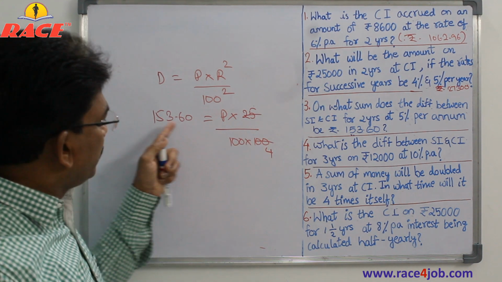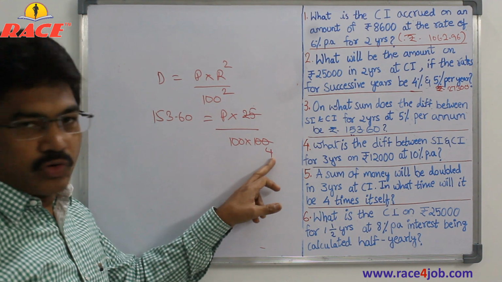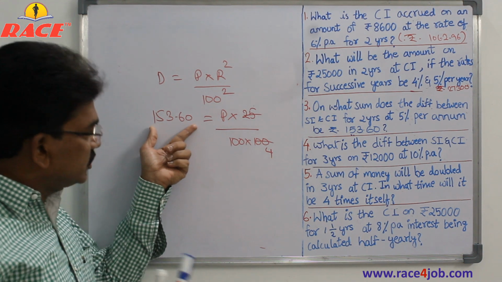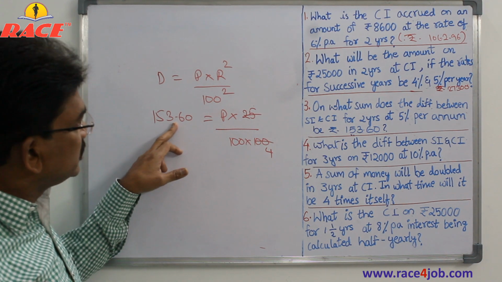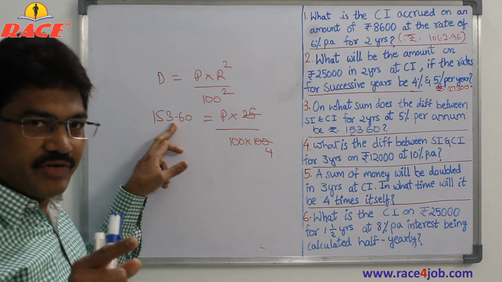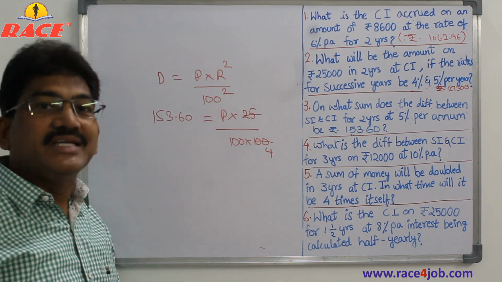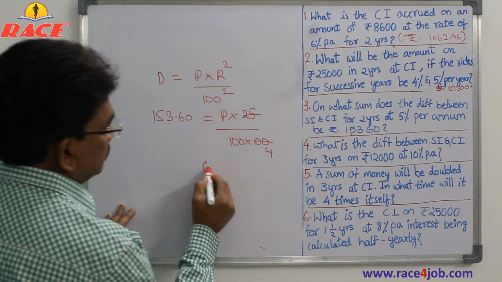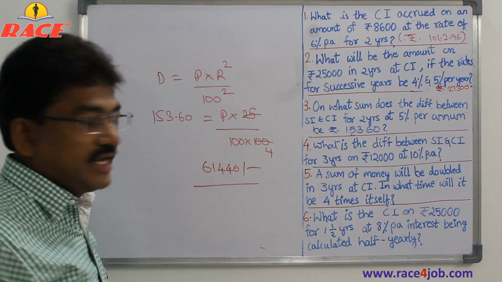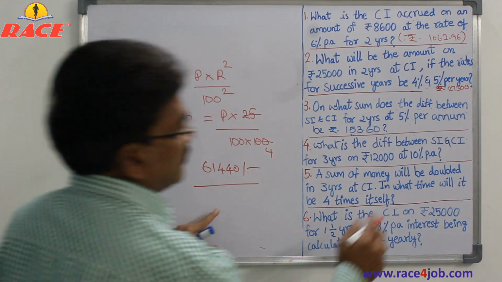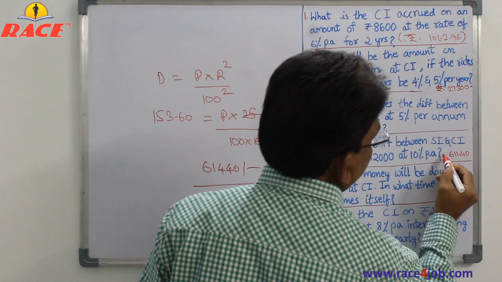100 into 153.60 is 15,360. 15,360 for 4 times. You take 15,360 double. 15,000 four times is 60,000. 360 four times: 360 double is 720, double is 1440. So 60,000 plus 1440 is 61,440. That is the principal. Our answer is 61,440.